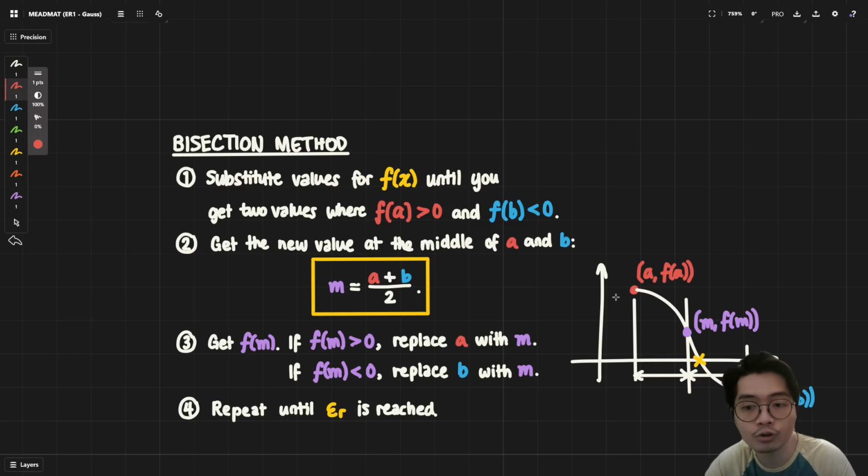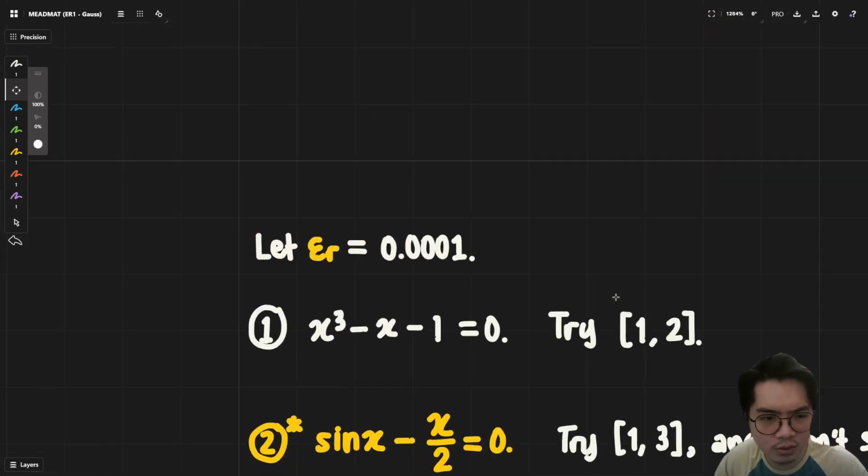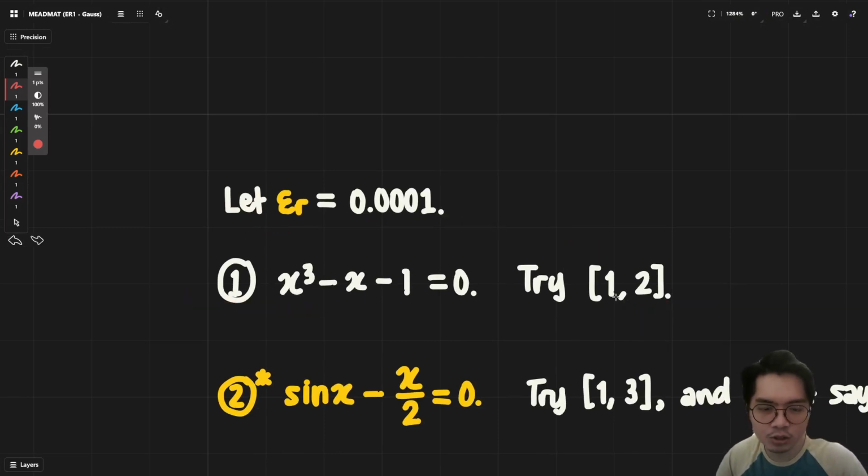Okay. So what you're going to do is this: you're going to have your function right here, or your equation, and you know what? Let's already start with number one right here. X cubed minus x minus 1 is equal to 0. And then what they're saying to us currently is we're going to have to try between 1 and 2, right? What we're going to do is something like this.